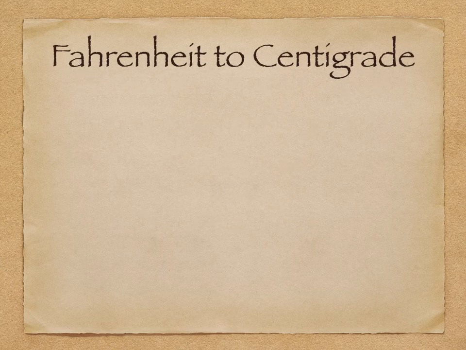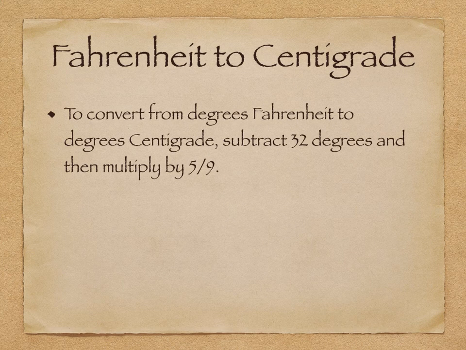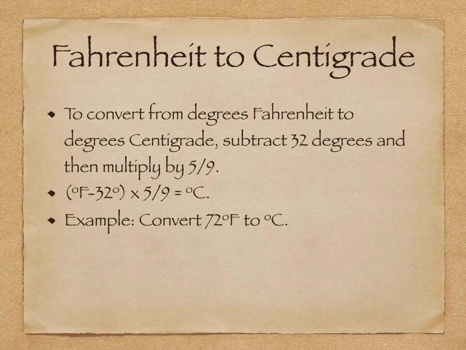To convert from degrees Fahrenheit to centigrade, we subtract 32 degrees and then multiply by 5/9. So that's degrees Fahrenheit minus 32 degrees times 5/9 equals degrees centigrade. Let's look at an example.